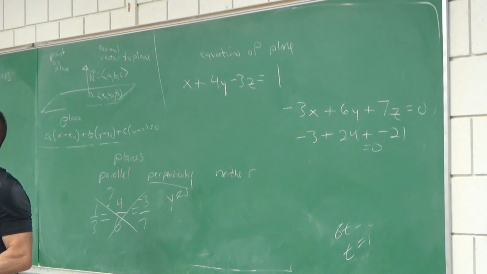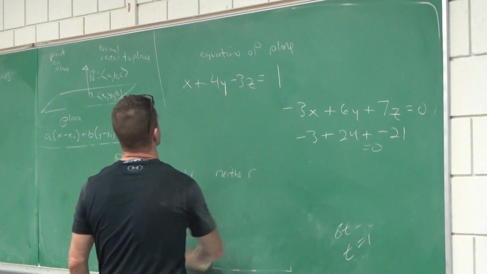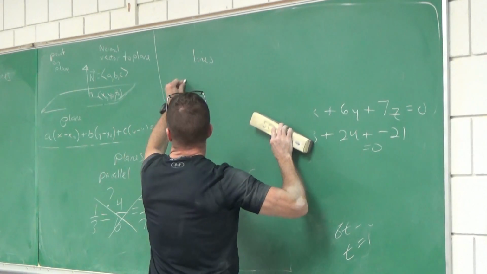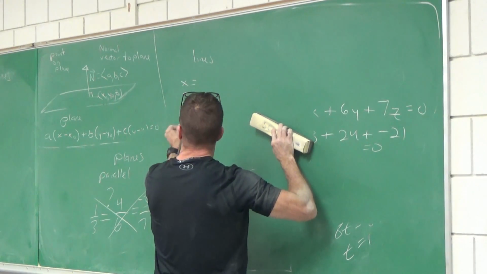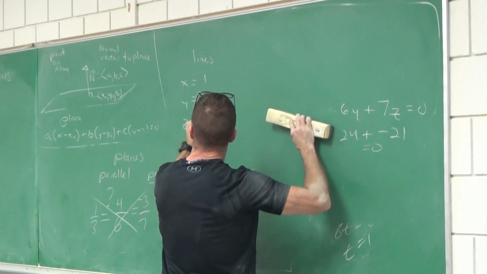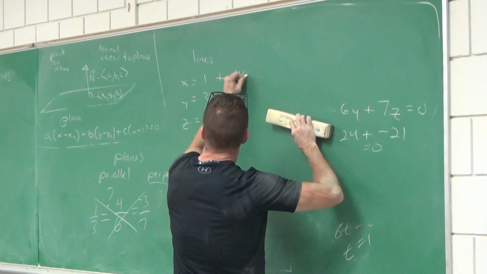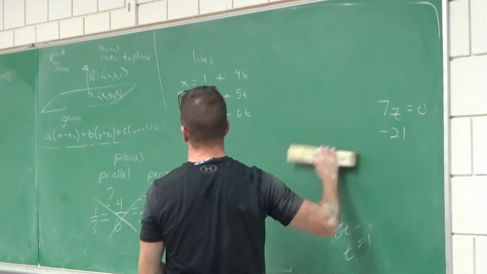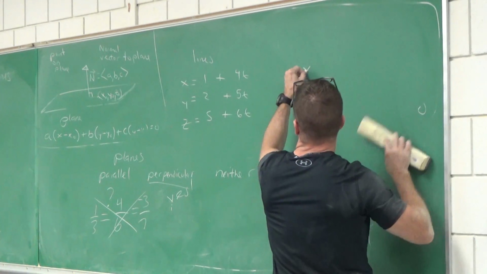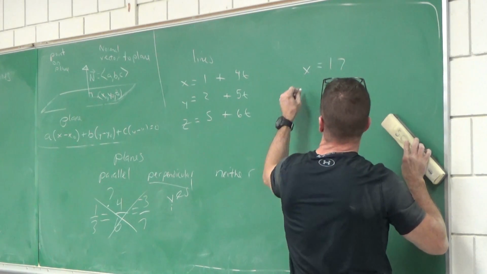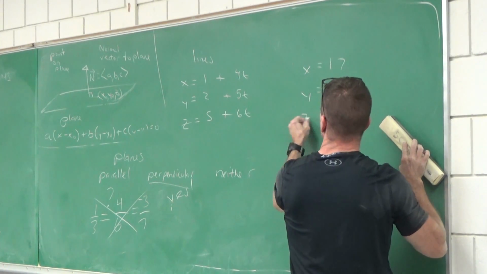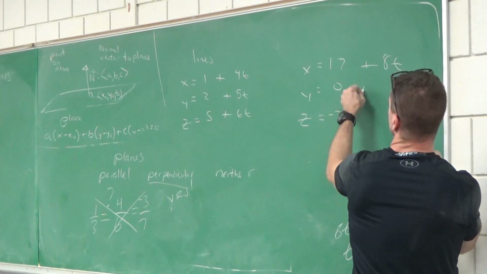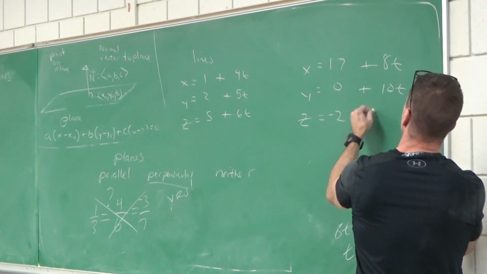Can we do something similar with lines? Let me come up with a couple. X equals, Y equals, Z equals 125 plus 4t, 5t, 6t. So I'm just making these up. Here's another line. X equals 17, Y equals 0, Z equals -2, plus 8t, plus 10t, plus 12t.